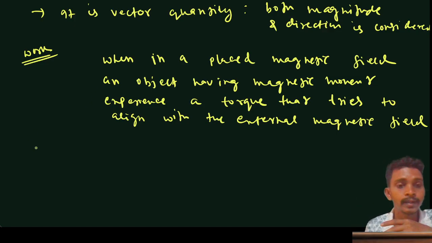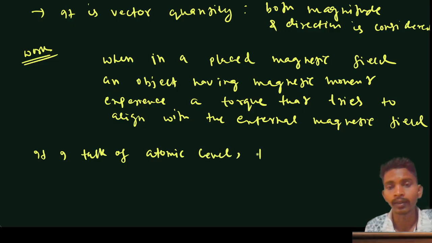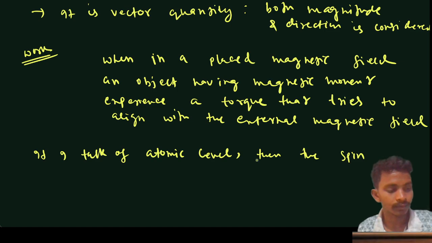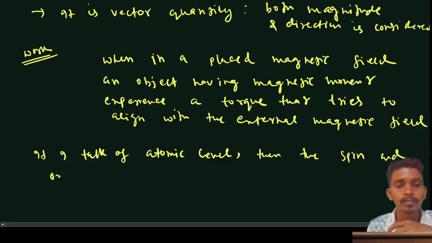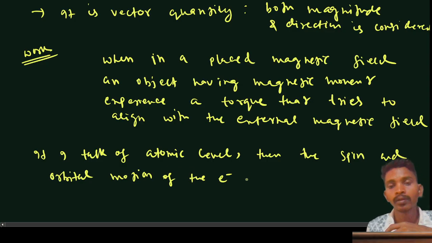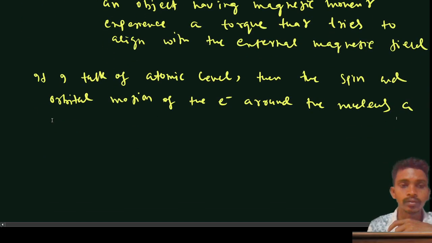So if I talk about the atomic level, then the spin and orbital motions of the electron around the nucleus play a crucial role.